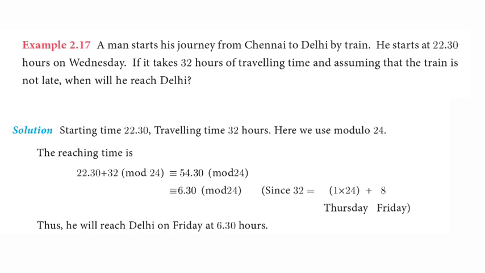Therefore the reaching time is 22:30 plus 32, that is 54:30 mod 24. Dividing 54:30 by 24, the remainder is 6:30. Thursday, next day Friday. On Friday morning at 6:30 he will reach Delhi. Thus he will reach Delhi on Friday at 6:30 hours. That's all.